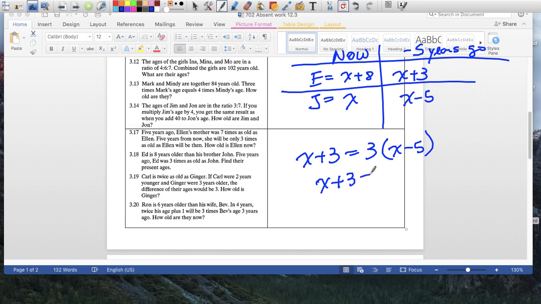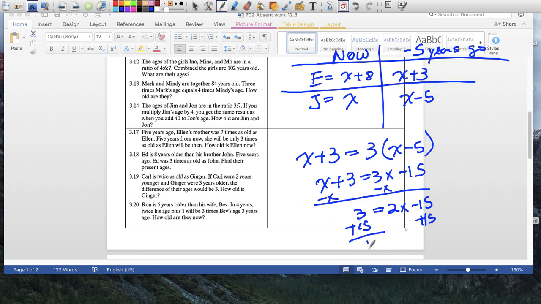So x plus 3 equals 3x minus 15. Let's subtract x from each side. We're going to get 3 equals 2x minus 15. We're going to add 15 to both sides, and we're going to get that 2x equals 18, divide both sides by 2, and x equals 9. So with that information, John equals 9, Ed equals 17. Okay.